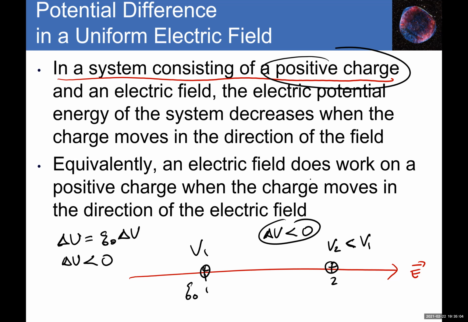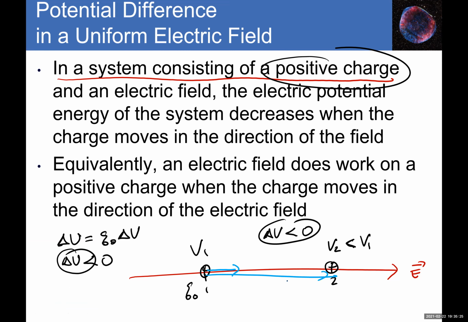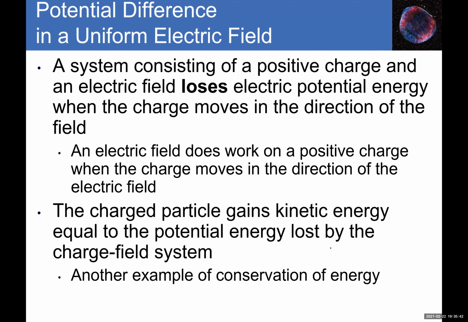Which means, equivalently, the electric field does work on a positive charge when the charge moves in the direction of the electric field. You can say that delta U is negative because the change in potential, delta V, is negative, or because when there's a force acting and a displacement, both in the same direction, the work done by this conservative force is positive. And when work done is positive, delta U, remember, is negative. Potential energy will always decrease when the work done is positive.